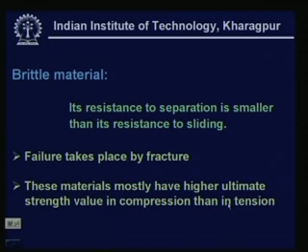Now, this is what we understand by brittle material, where failure takes place by fracture, and I have shown you what a fracture is. These materials mostly have higher ultimate strength values in compression than in tension. What about the ductile one? Ductile has more or less the same in tension and compression, but normally a brittle material has more strength in compression than in tension. Anyway, if you want to see how yielding takes place in ductile material, one has to go to the universal testing machine and find out how the failure takes place.